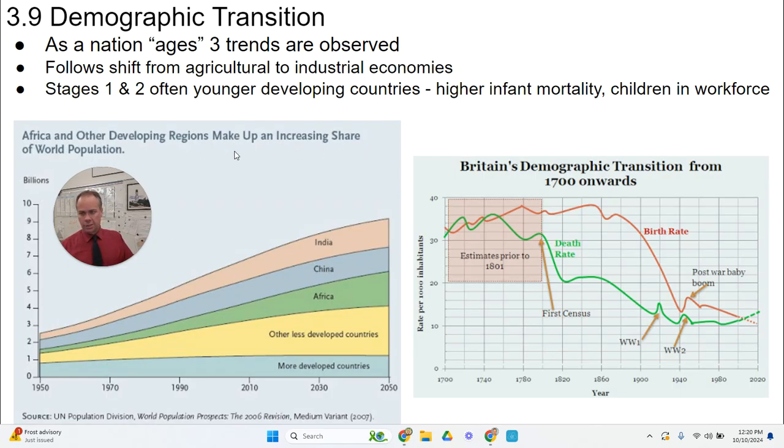Over time, the most developed countries right now have the least population growth because they've reached these industrialized stages of the demographic transition. In other parts of the world, countries are still developing economically and are not quite through that stage yet.